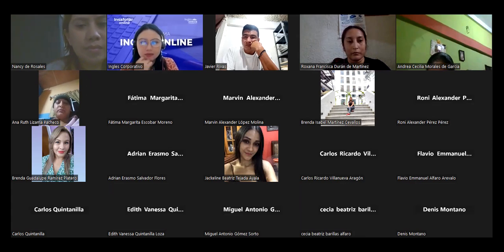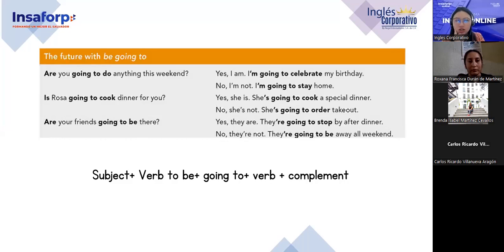This was one of the charts that we were using. Uno de los cuadros, ¿verdad? In here, we have examples of yes, no questions. If you see the structure going to, it is always followed by a verb in its base form. Siempre va seguido de un verbo en su forma base. No se debe de conjugar.